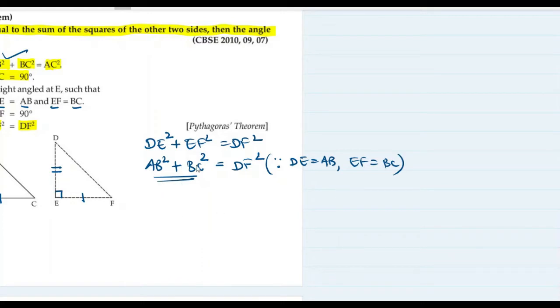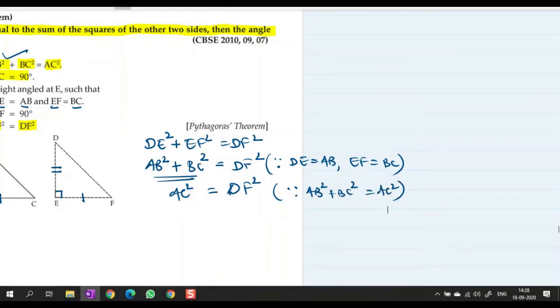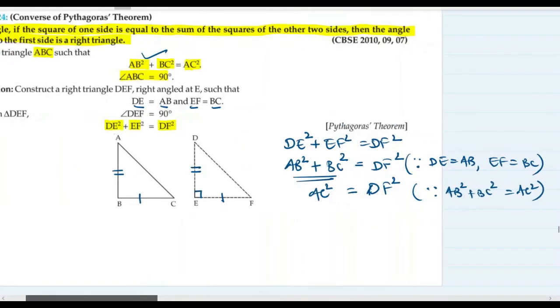Okay, now what is AB square plus BC square? AC square. So AC square becomes equal to DF square, right? Since AB square plus BC square is equal to AC square. That's why I replaced it. So AC square becomes equal to DF square, and therefore AC becomes equal to DF. We have proved it.